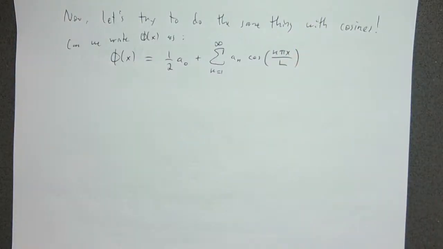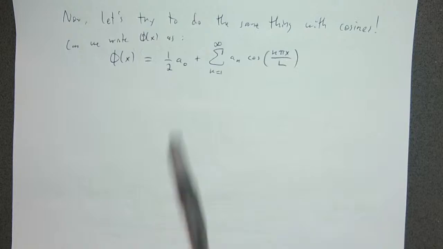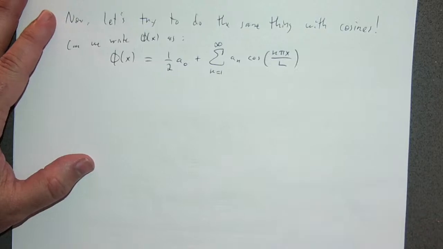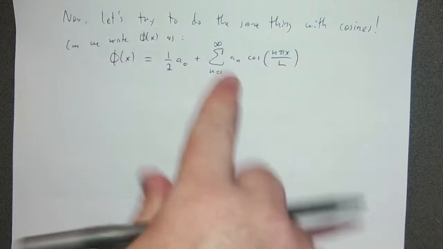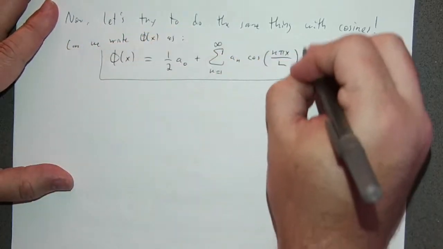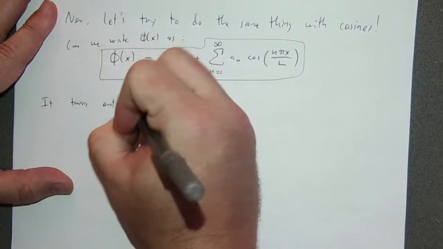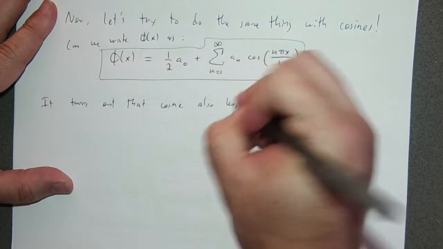Okay, again, if you're immediately very, violently resisting this 1/2 a naught here, that's purely so that my formula for the coefficients can be stated in one line. I don't have to write out a second case. Okay, you'll see when I state this here in a second. So it turns out that cosine also has orthogonality relations.